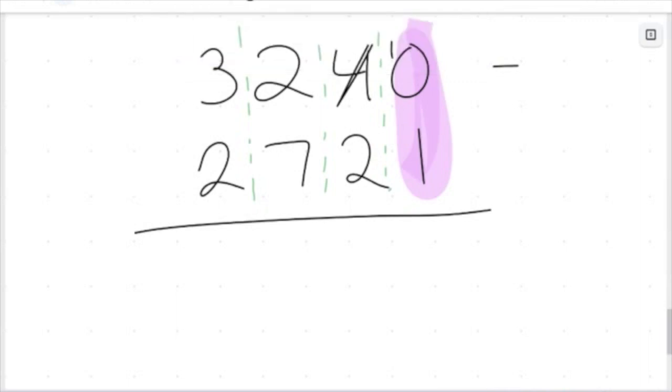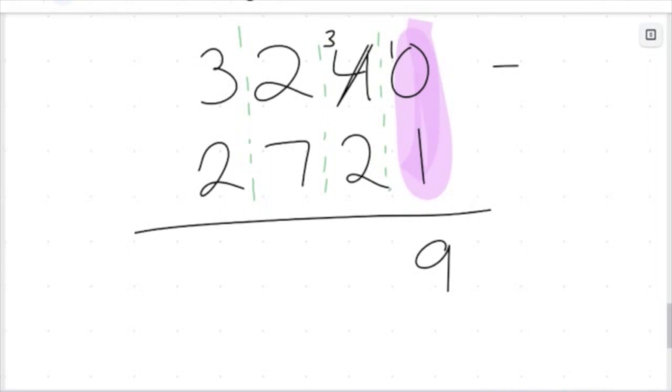And if I've borrowed 10 from 40, my 40 becomes 30. I've taken away 10 from my 40. So my tens column is going to change because I've lent a 10 to the ones column from my tens. So now I get 10 minus 1. That gives me 9. And now in my tens column, I'm subtracting 2 from 3, or subtracting 20 from 30.